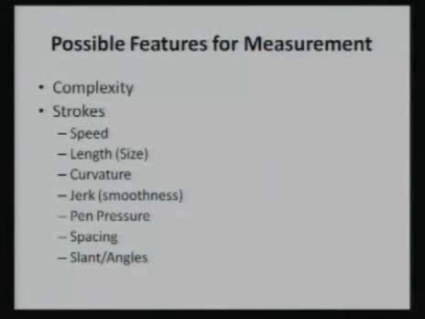So how do we improve? Do we improve by measurement? Is measurement the key to go? Some possible features for measurement. Complexity. If you look at a signature, and the question is, is this signature genuine or is it forged? One of the first questions to ask yourself is, how difficult will this signature be for someone to forge? The more complex a signature is, the harder it is to forge.